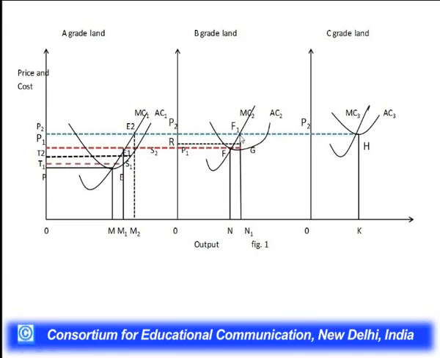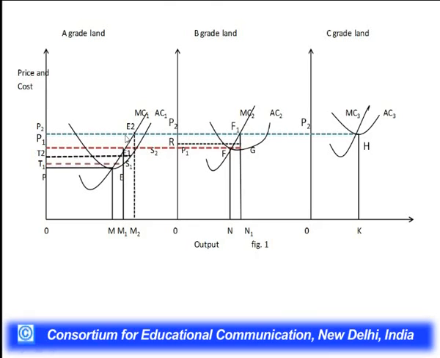So P2 F1 G R is the rent accruing to the landlord of B grade, and the landlord of A grade land will get the highest rent because here you can see OP2 is the price and average cost is only up to M2 S2. So the total rent is P2 E2 S2 T2. This is the rent which is being provided to the A grade land.